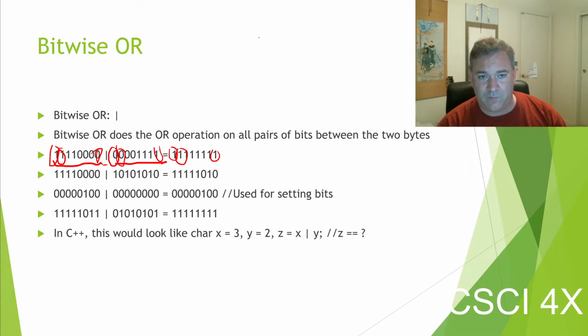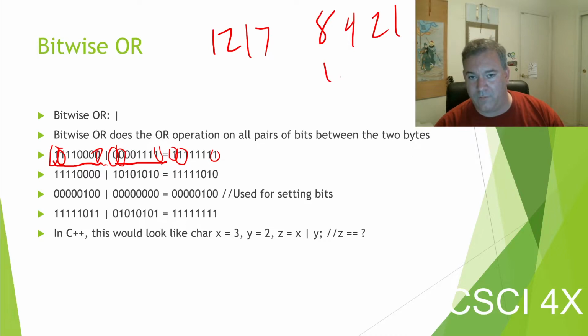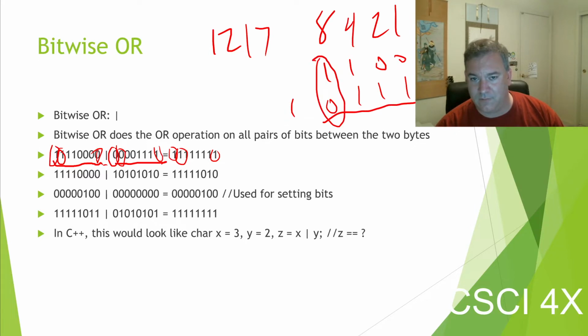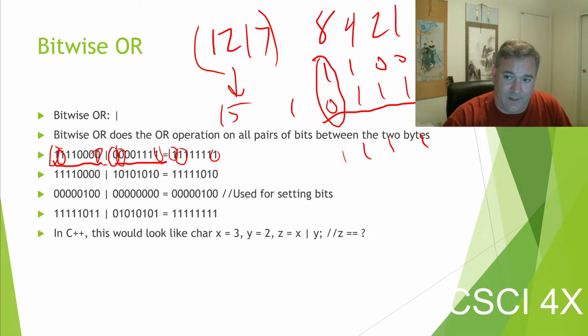Okay. So if we were to take 12 and bitwise OR it with 7, we would have 8, 4, 2, 1. So 12 is 8 plus 4. 7 is 111, right? So if we were to OR these things together, you take each pair of bits. True ORed with false is true. True ORed with true is true. False ORed with true is true. False ORed with true is true. And so the answer, 12 bitwise ORed with 7, is 15. It's not addition. It's a bitwise OR. You just have to take each pair of bits and OR them. Okay.